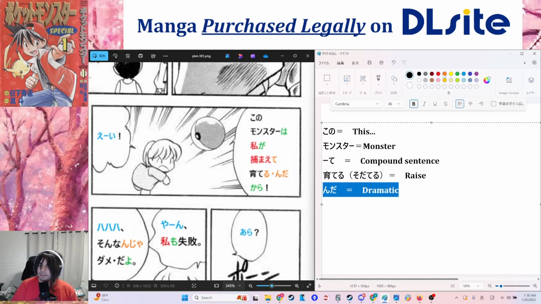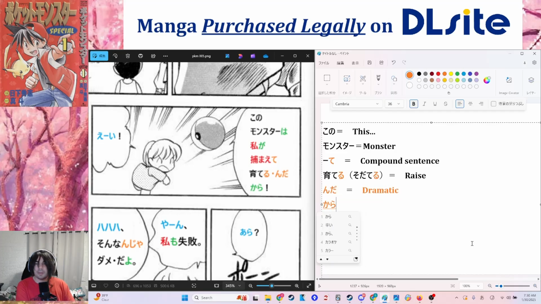I'm wasting my color coding system. Let's fix that. Okay, kara. Kara is a fairly big particle because it's made up of not one character, but two, and it kind of means the same thing as since or because.